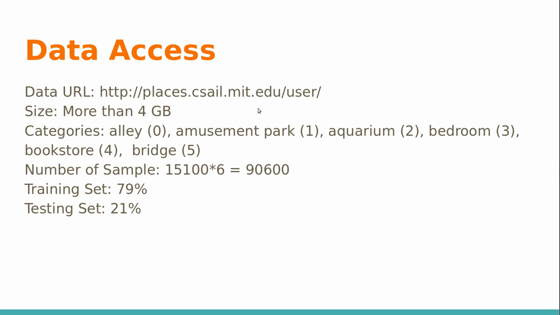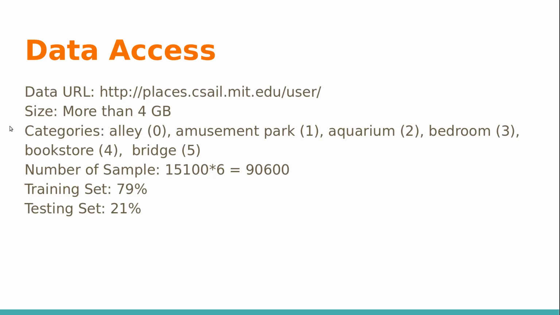First, I access the data from this website. The total size of the data is more than 100 gigabits, and it contains about 206 kinds of things. Due to the limited resource, I only choose part of them. My dataset contains 6 categories. The first category is LA, and the second one is amusement park. The third one is aquarium, the fourth one is bedroom, and next is bookstore. The last one is bridge.